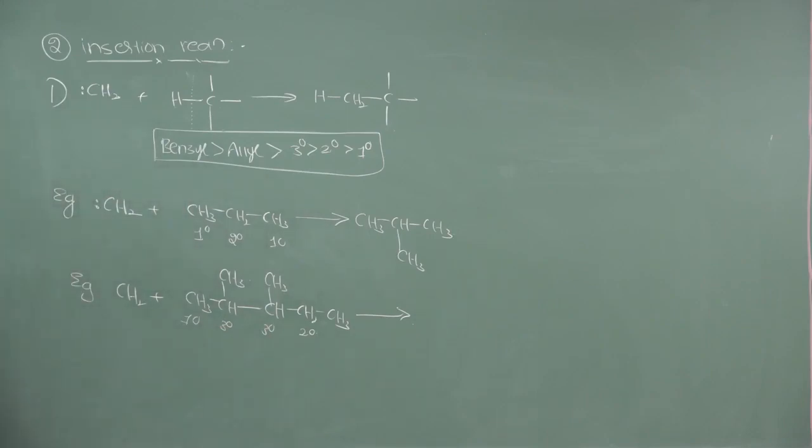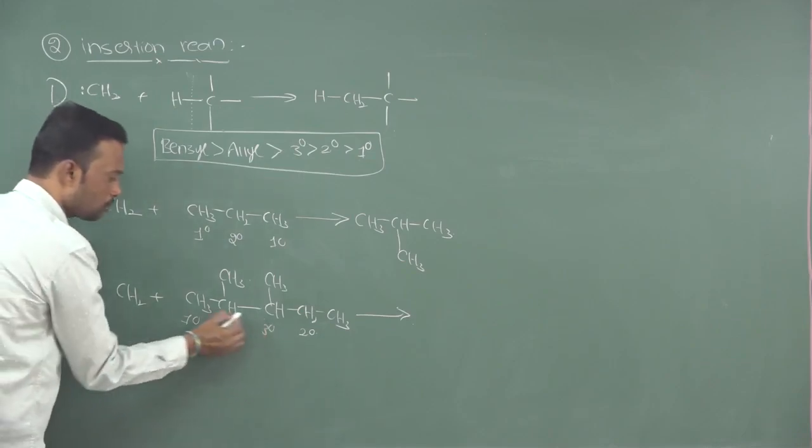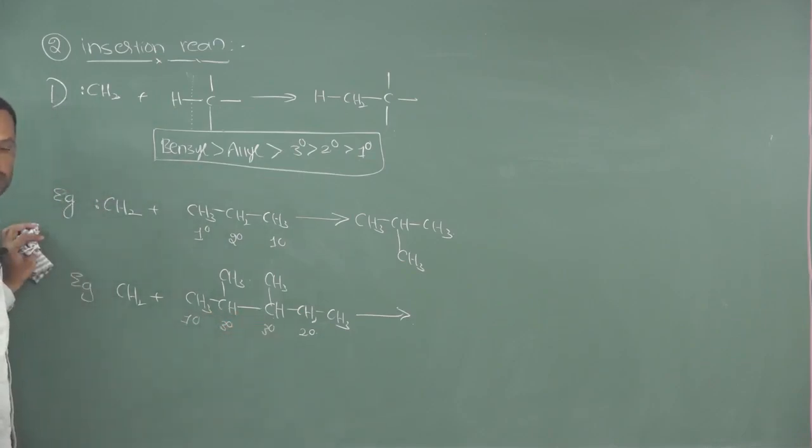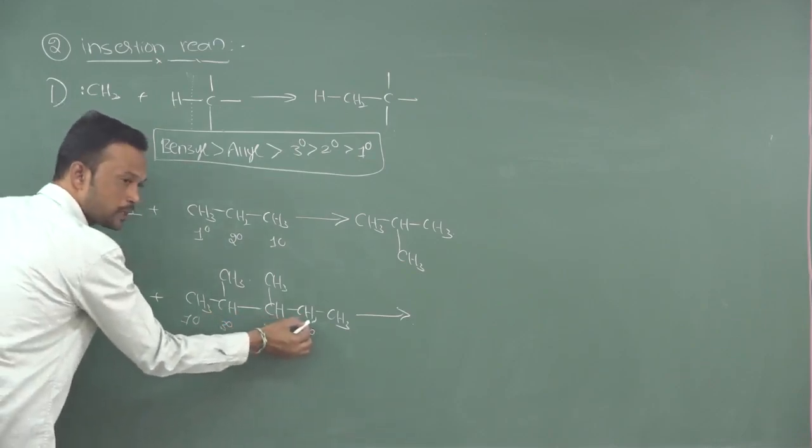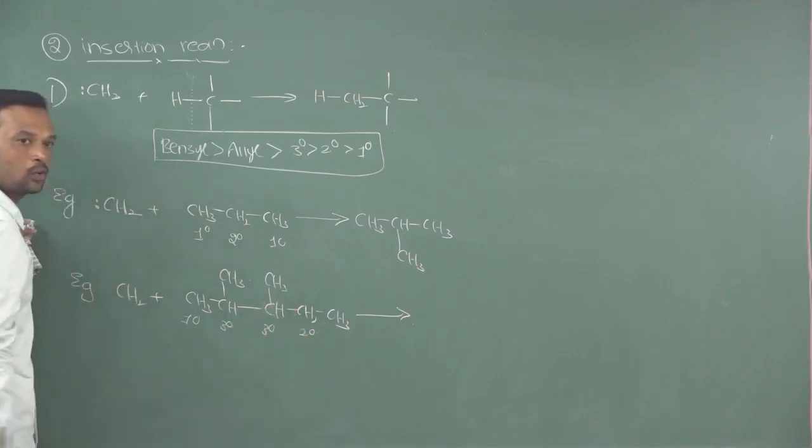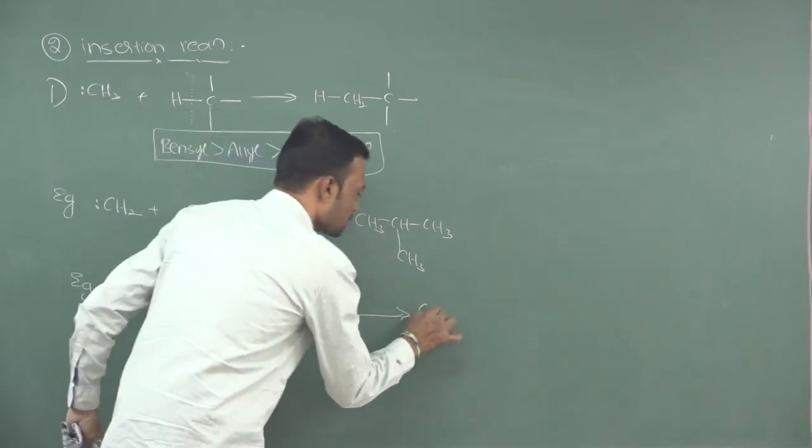Where will you insert this carbon? Which side will you insert? Between these two tertiaries, which are not the same, try to insert on the side where you expect an ethyl group. So it is a more powerful donor as compared to methyl. So can I insert towards the right side?